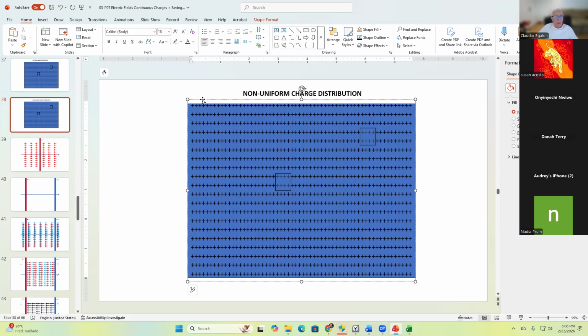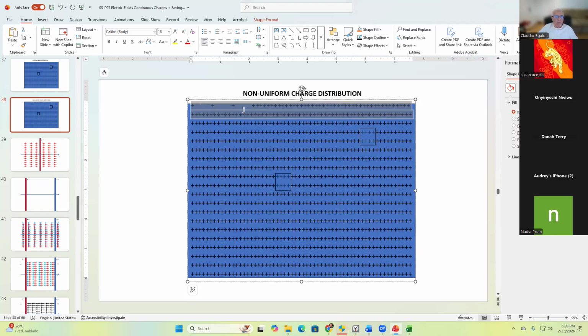Now let's see. See what I'm doing here? What am I saying here? I'm saying that at this edge, the amount of charge in a given square is less than the amount of charge anywhere else. That is what a non-uniform charge distribution is. That's how we represent a non-uniform charge distribution.